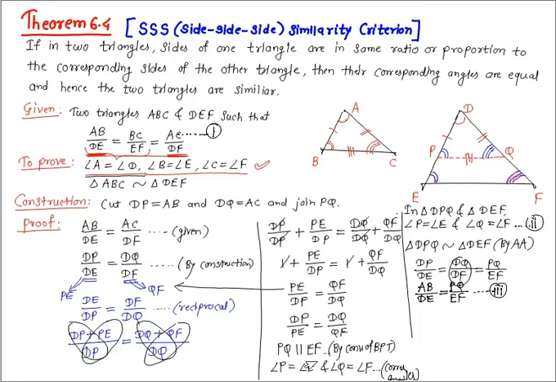And now if you compare this third equation with the first equation, that is the given, we have given that AB by DE is equal to BC by EF. So from 1 and 3 we can write BC by EF is equal to PQ by EF, right? And this EF will get cancelled from both the sides. We get BC is equal to PQ.